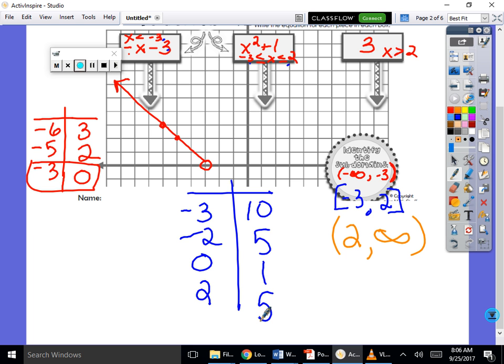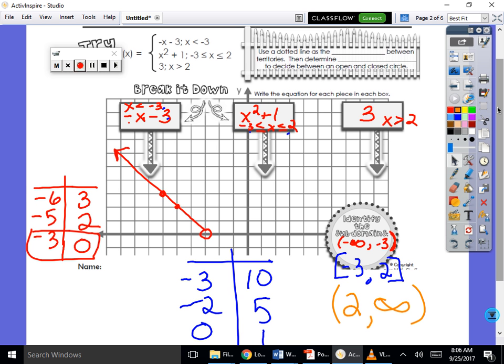Does yours have 10 lines? All the way to the tippy top? Okay, so let me raise the screen so I can be there with you. Okay, the tippy top is 10. Let's check. 1, 2, 3, 4, 5, 6, 7, 8, 9, 10. You are absolutely correct. Open or close circle. Thank you. And then I'm going to go to negative 2, 5. 1, 2, 3, 4, 5. I'm going to go to 0, 1. And I'm going to go to 2, 5.